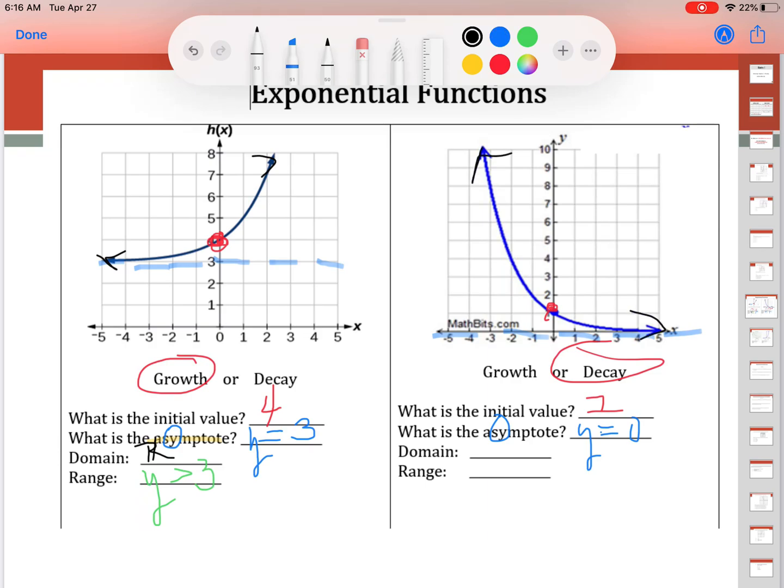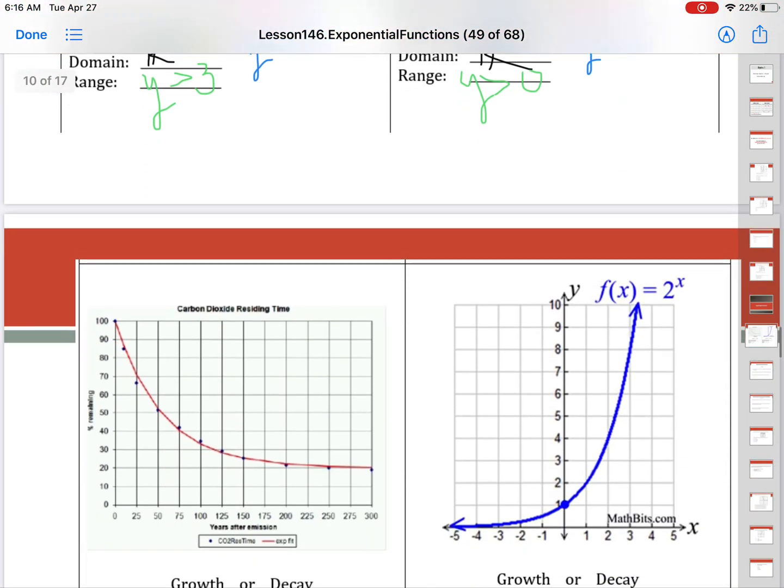Just like earlier, domain is left to right. Arrow on the left, arrow on the right. It's going to go forever, so it's all real numbers. Range is y. None of these y's live below 0, so they're all above. Ugly sign, sorry. All of my y values live above the number 0. Very easy.